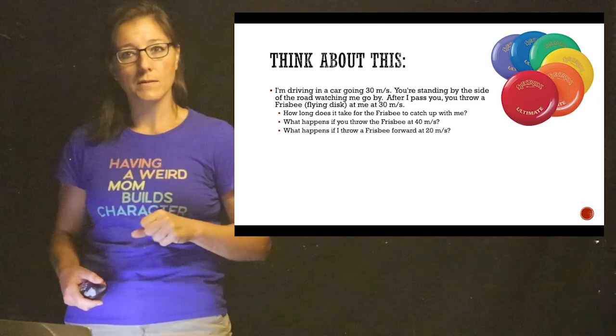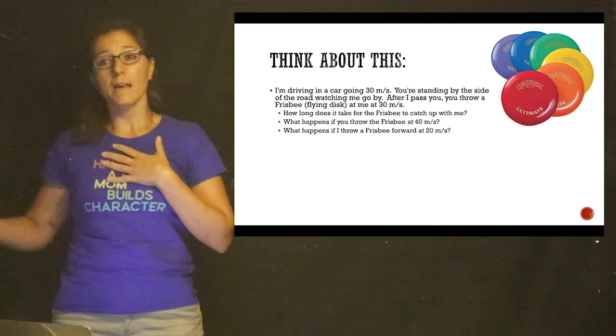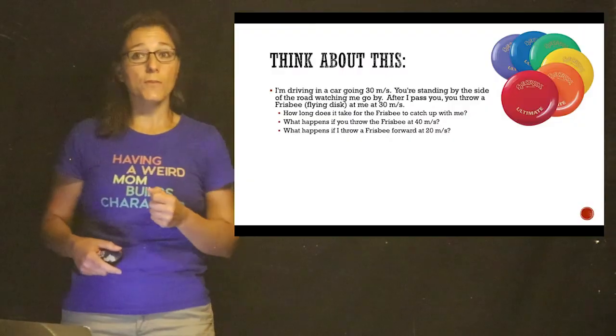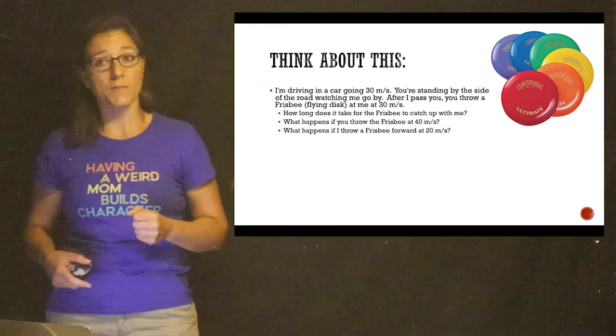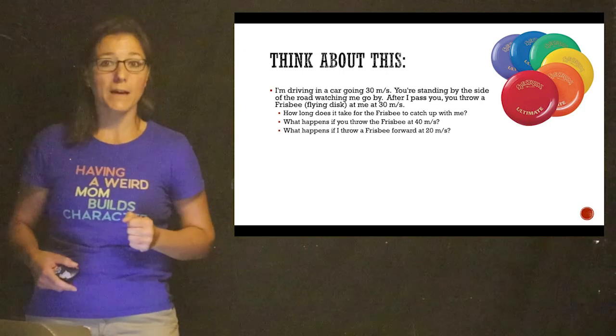Again, we're ignoring air resistance. If I'm going 30 meters per second and the frisbee is going 30 meters per second, can it ever catch me? Or will it just stay behind me at the exact same spacing the entire time? What happens if you throw the frisbee forward at 40 meters per second? Then can the frisbee catch up with me?